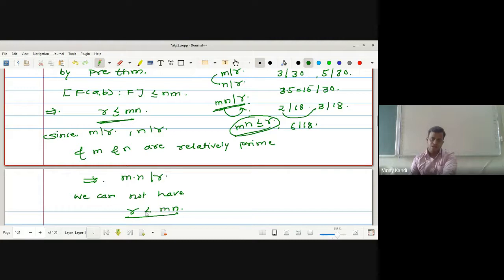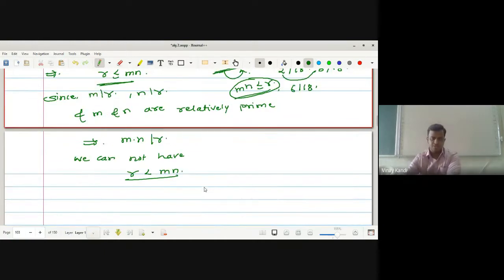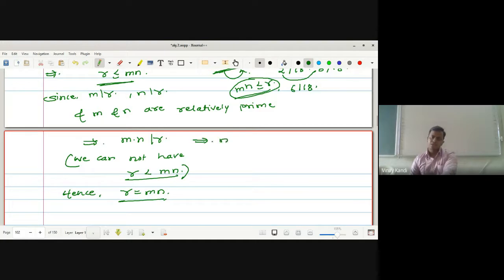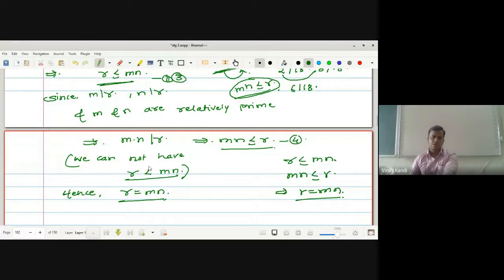In this condition, we cannot have r less than mn. Hence we must have r equal to mn. Or you can also take it this way: if mn divides r, this implies mn must be less than or equal to r. From equations 3 and 4, r is less than or equal to mn and mn is less than or equal to r. This implies r is equal to mn. So we cannot have r less than mn. Hence we have r equal to mn.